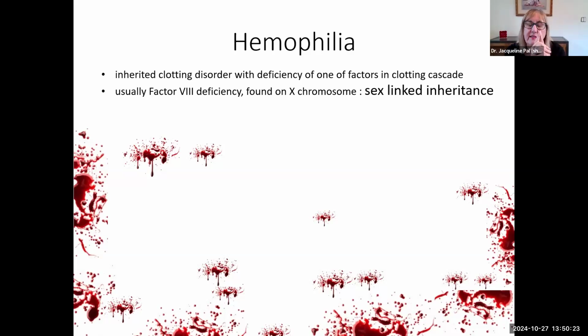Factor 8 is a gene that's coded for on the X chromosome. So this is a sex-linked inheritance. If you remember, women have 2 X chromosomes. So you can have a deficiency of one and still have a normal level of factor 8 because the other X is coding for it normally. Whereas men with 1 X and 1 Y, if you have a deficiency on the X chromosome, you don't have a backup X. You're going to have the disease hemophilia. So women are carriers, but men get the disease.